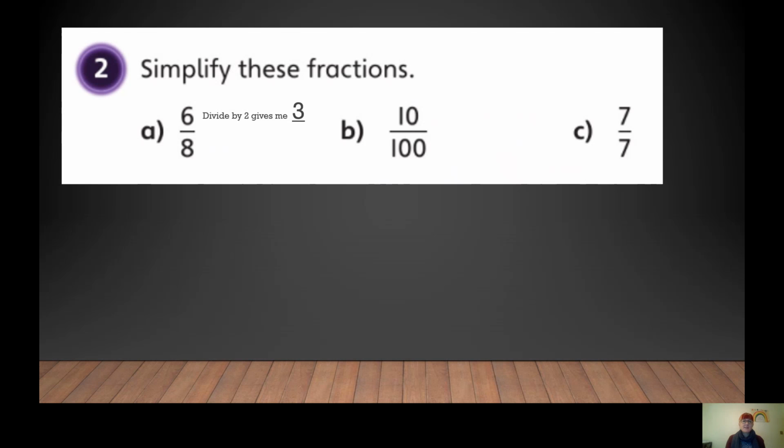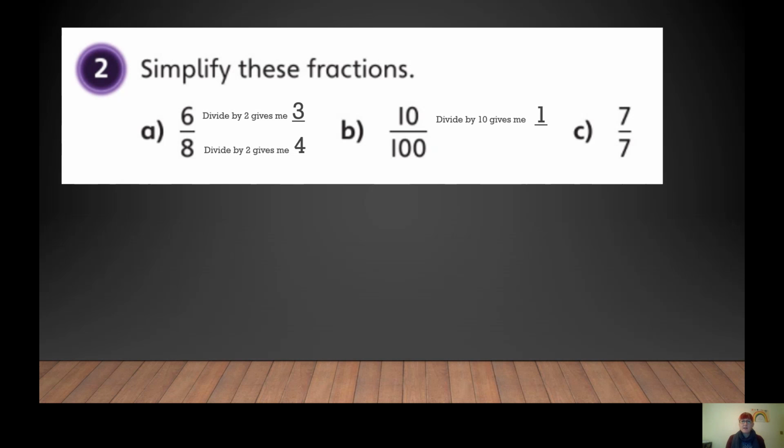Yeah, 6 divides by 2, so that gives me a new numerator of 3. And what you do to the top, you do to the bottom. Absolutely. The common factor is 2, so 8 divided by 2 gives me the denominator of 4. 6/8 is equivalent, equal in value, to 3/4. With B, let's have a look.